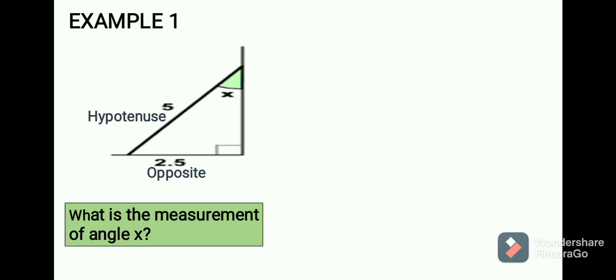In our example, we know the length of the side opposite angle X, which is 2.5. The longest side, called the hypotenuse, is 5. Now use the first letter of the sides opposite and hypotenuse and the phrase SOHCAHTOA to find which one of the sine, cosine, or tangent to use.